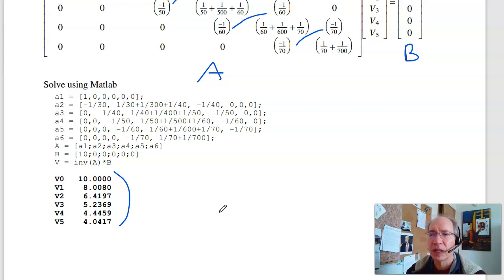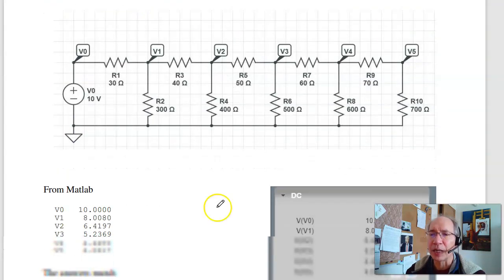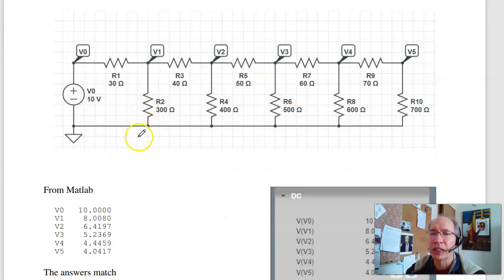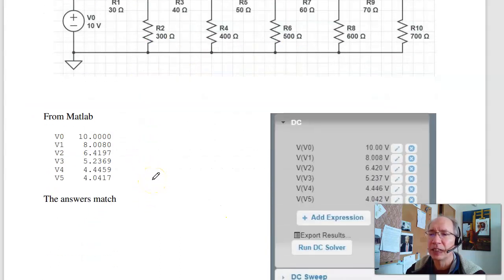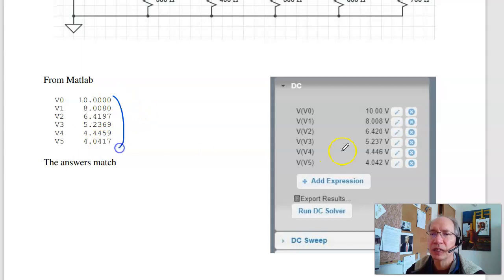To check your answer, you can throw it in Circuit Lab. Build the circuit in Circuit Lab, hit solve, and here's what I get. That's what MATLAB calculated. This is what Circuit Lab calculated. The two should match.